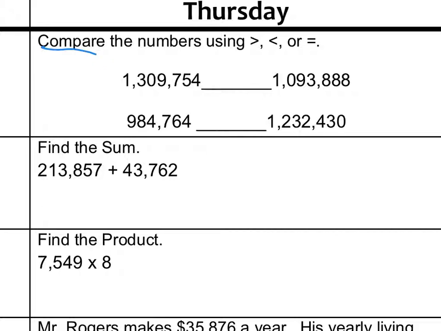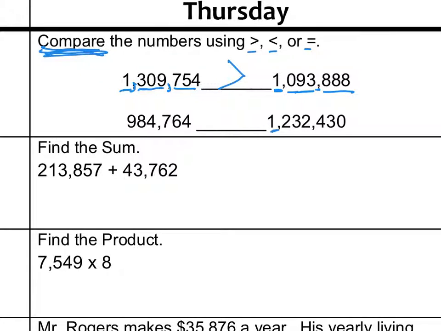Comparing. Your brain is supposed to think greater than, less than, or equal to as soon as it sees or hears the word compare. In math, anyway. All right, we both have the same millions place, but look at the 100,000s. That's what's going to make up our mind. So 1,309,754 is greater than 1,093,888.